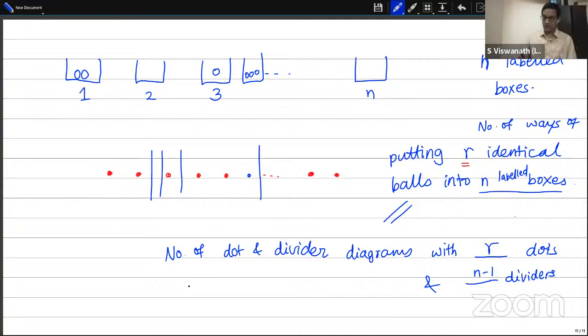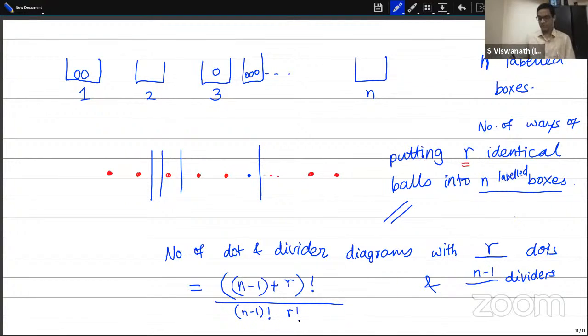Now what did we say? Total dots and dividers, there are N minus 1 plus R total. That factorial divided by N minus 1 dividers mutually permuted, R balls mutually permuted. So it's N minus 1 plus R factorial by N minus 1 factorial R factorial. And that's exactly N minus 1 plus R choose R, which is also the same as N minus 1 plus R choose N minus 1.